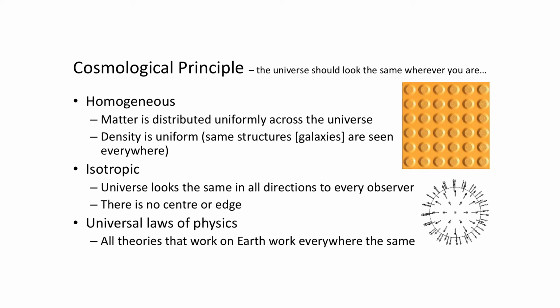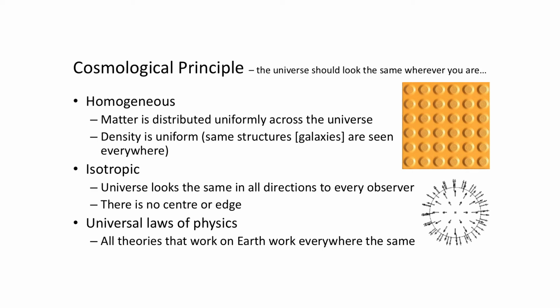So homogeneous, the idea that matter is distributed uniformly across the universe, just like Lego brick blocks. So that's the picture that I've got there in the orangey yellow colour. Density is uniform. Now we know that actually density isn't uniform because we've got the solar system, we've got the sun, we've then got all the planets, but in between we've got a vacuum. But when we look on a large enough scale, it's roughly uniform.